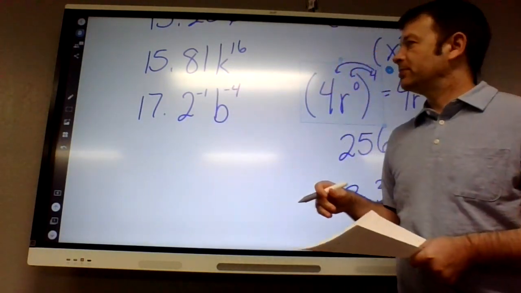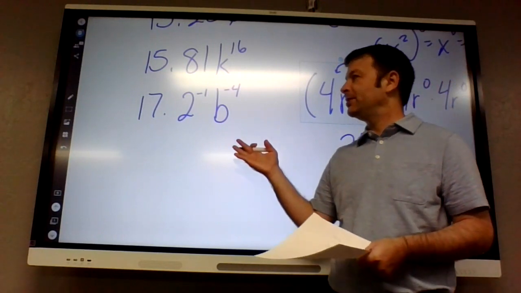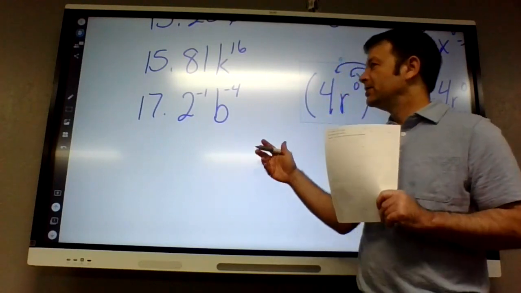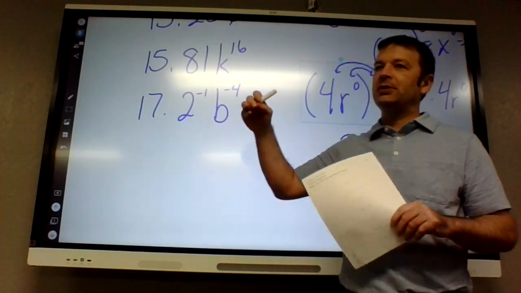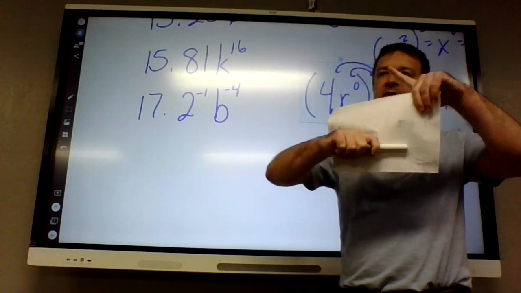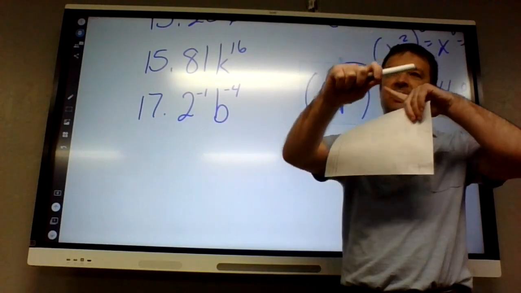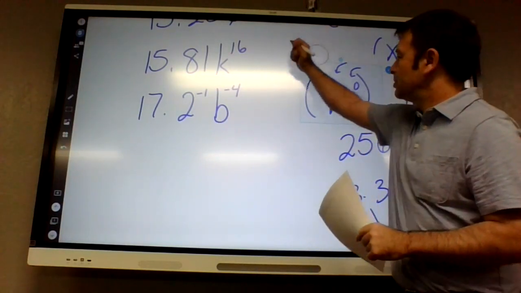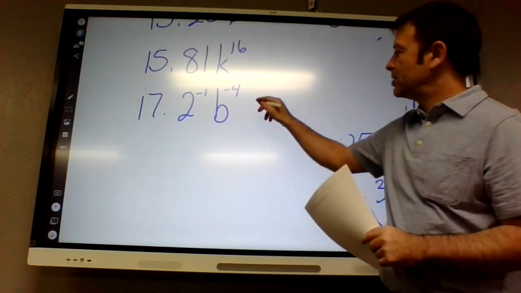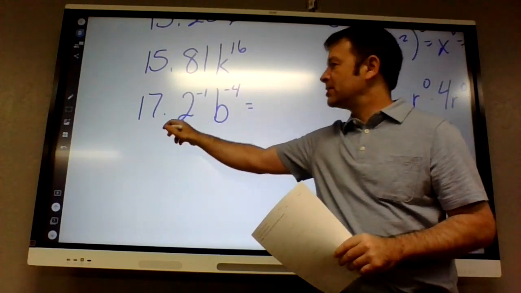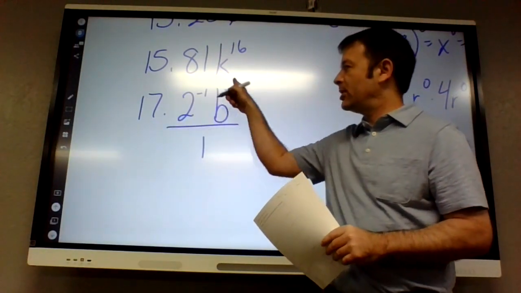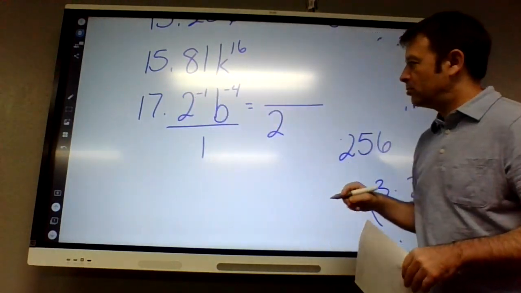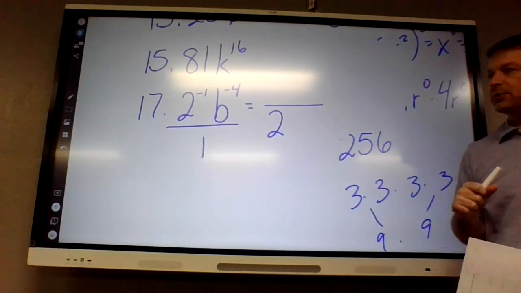Technically this is the right answer, but we're not supposed to leave a negative exponent because the directions told us. So what does it mean when you have a negative exponent? You can flip it and it'll turn into a positive exponent. This is in the numerator right now, so 2 is going to go to the bottom. 2 to the 1 on the bottom is just 2.